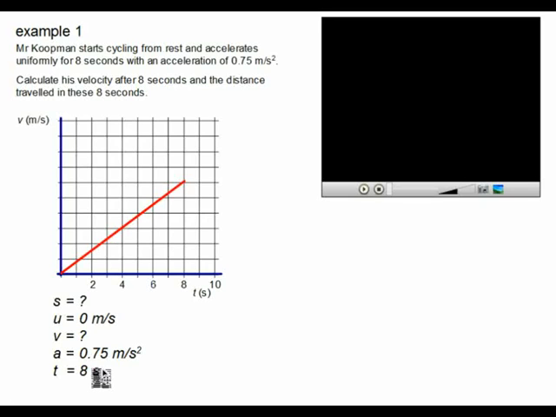First, I will show you how to find that final velocity just by looking at the meaning of acceleration. His acceleration is 0.75 meters per second squared, and that means that his velocity increases by 0.75 meters per second every second. So if he accelerates for 8 seconds, then his final velocity will be 8 times 0.75, and 8 times 0.75 makes 6 meters per second.